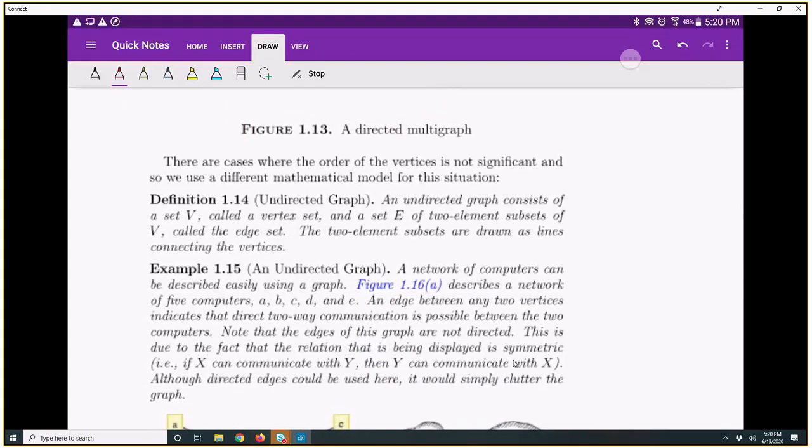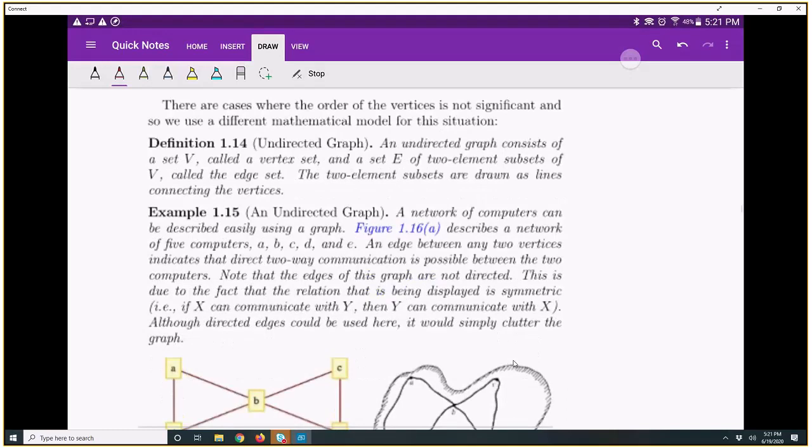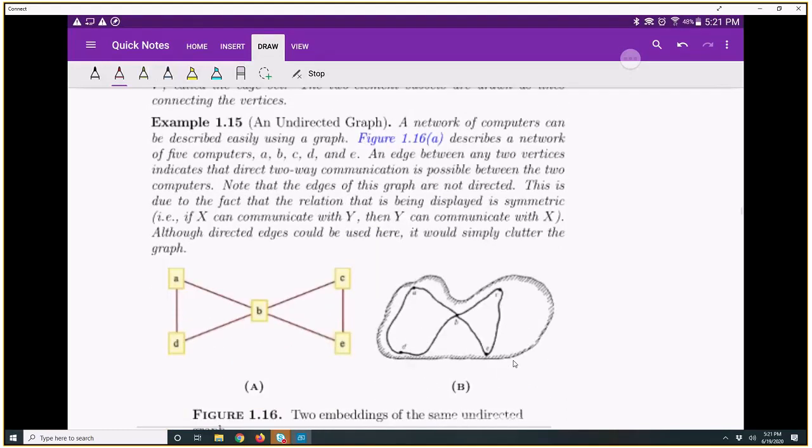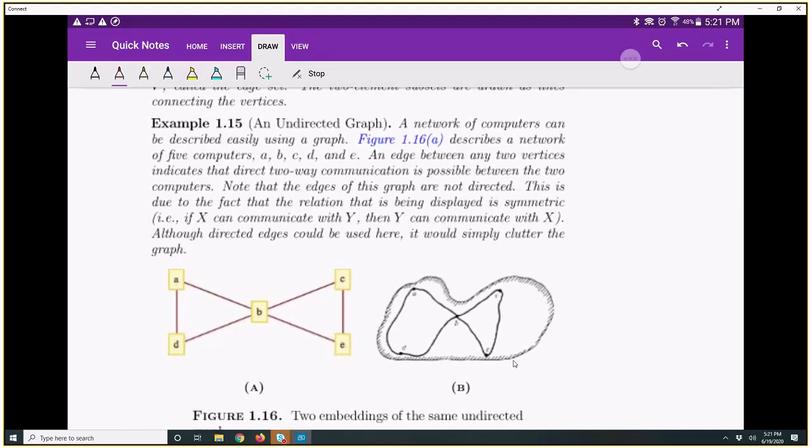There are also cases where the order of the vertices is not significant. So it's not significant which is the initial and which is the terminal. We'll use a different model for this situation, which is called an undirected graph. An undirected graph will consist of a set V, called a vertex set, and a set E. But now the edge set E is no longer sets of ordered pairs, it's just going to be sets of 2-element subsets of V. The 2-element sets are just visualized as lines connecting the vertices, and we no longer have the arrows.